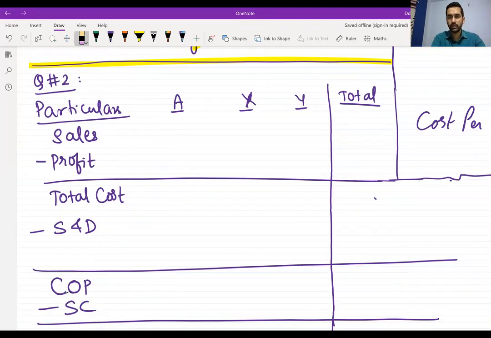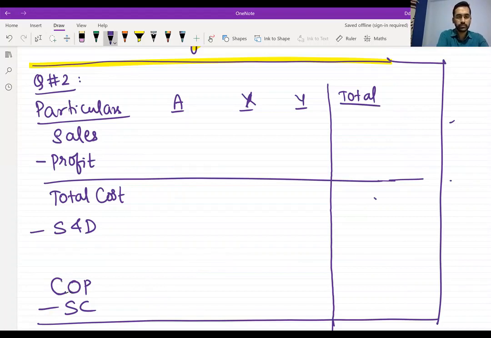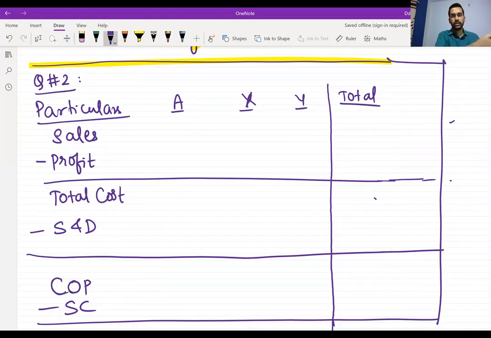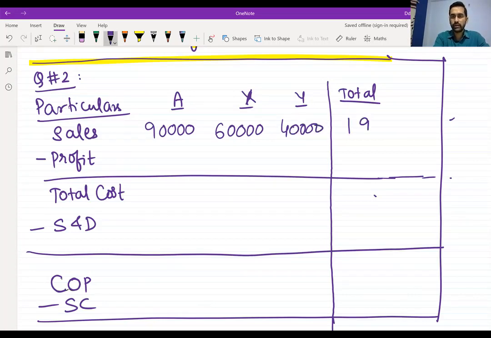Okay, make a table with particulars A, X, Y and total. Let us fill the numbers one by one. Particulars A, X, Y, total. How much is sales? 90,000, 60,000, 40,000. Total 1,90,000.